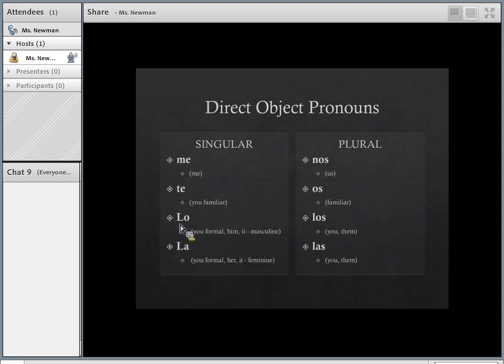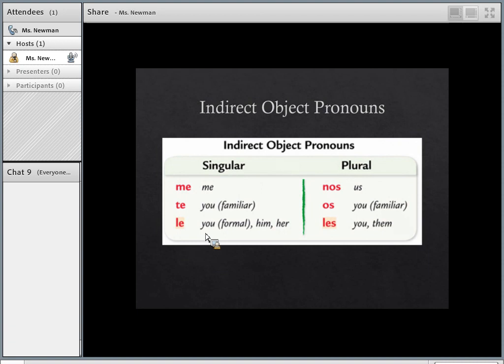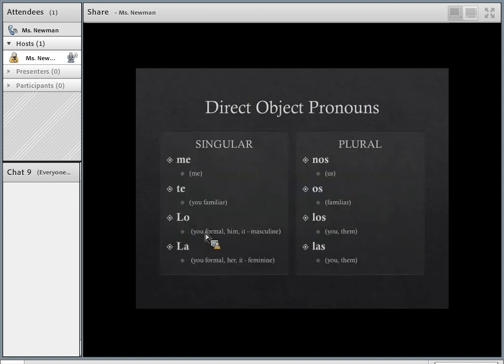So let's look at our direct ones here. Just a reminder, me, te, nos, os, those are the same. But lo, la, los, and las, so more referring to an item. It is possible sometimes, I don't want to confuse you, but sometimes this would refer to a person or a group of people, but for the most part, those are going to refer to items. Okay. While these refer to people. So le and les are people. That's the easier way to think about it. Lo, la, los, las are items.